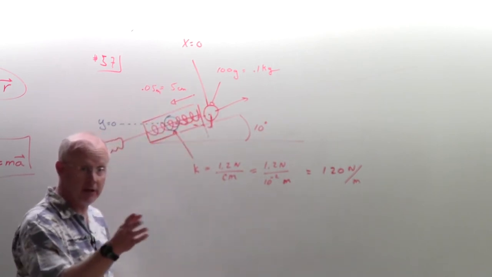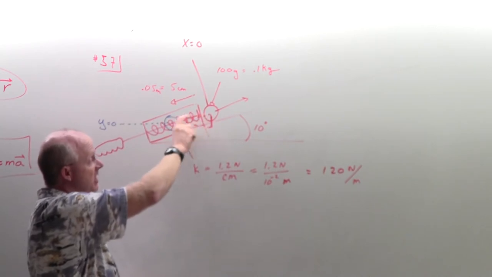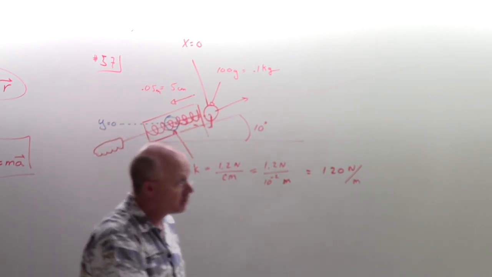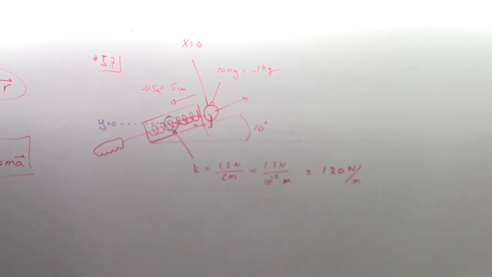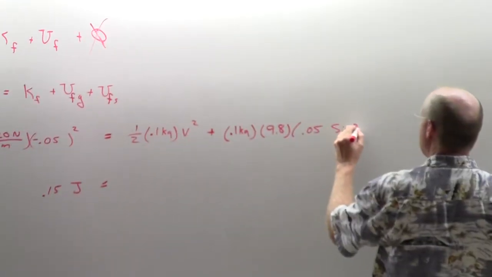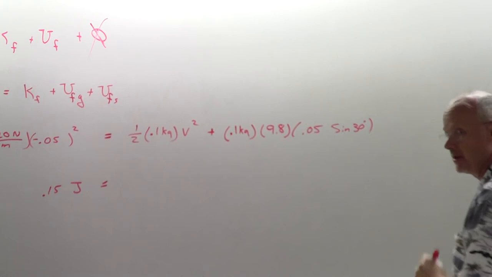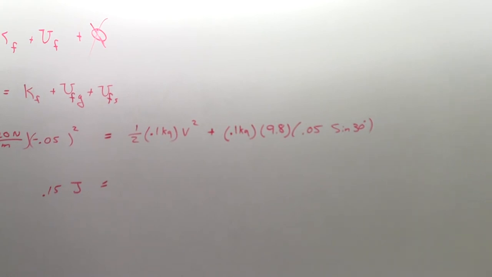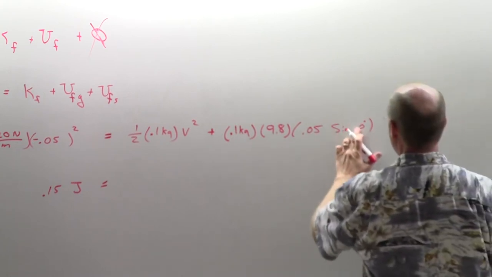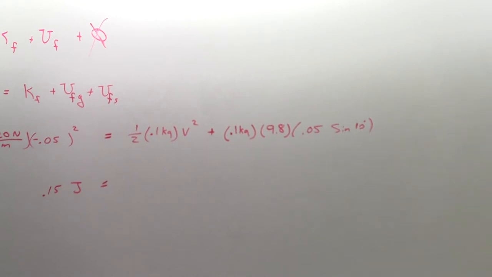And I heard somebody doing the trigonometry here. That would be the sine of that angle. So, yeah, that's its height. Its height is 0.05 sine of 30 degrees. 30 or 10? Oh, 10. It is 10. Where'd I get 30? The last problem had a 30 there. Yeah. I thought I heard a 30. Someone throw me off?